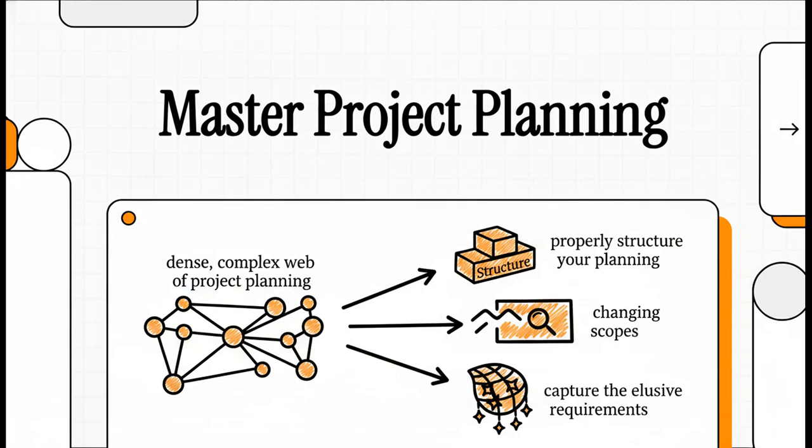All right, welcome to today's Explainer. Today, we're taking that dense, incredibly complex web of project planning and, well, we're translating it into actionable visual concepts that you can actually use. Because let's be honest, if you've ever felt totally overwhelmed by project management jargon, you are absolutely in the right place. We're going to break down exactly how to structure your planning, how to handle those constantly changing scopes, and how to capture those elusive requirements that literally make or break a project.